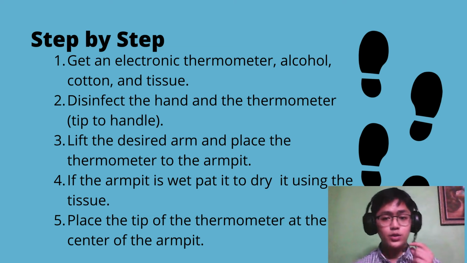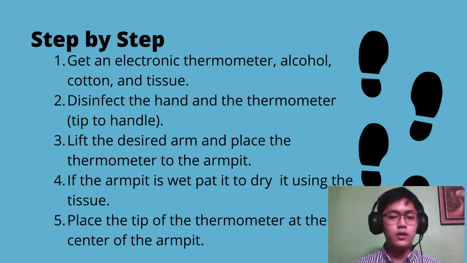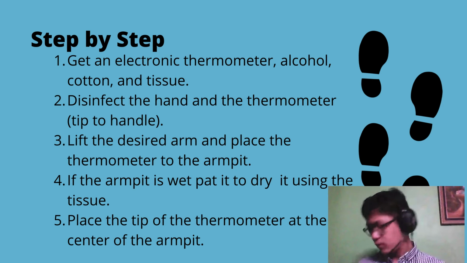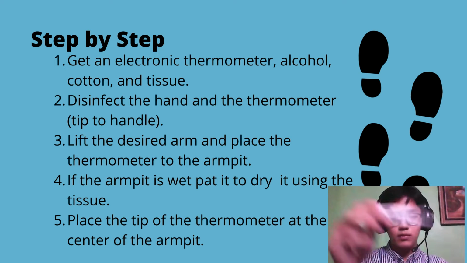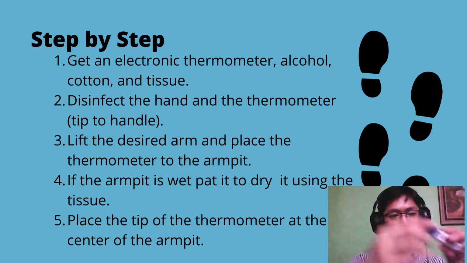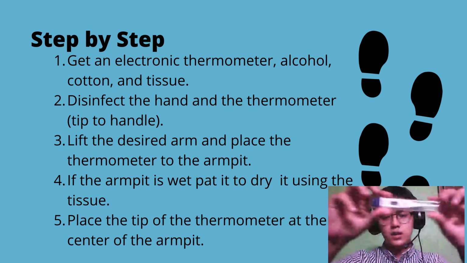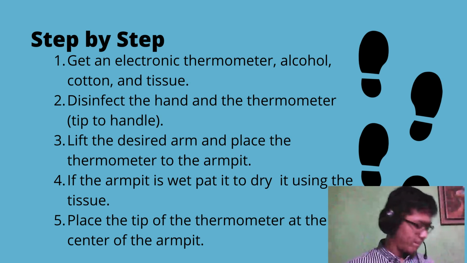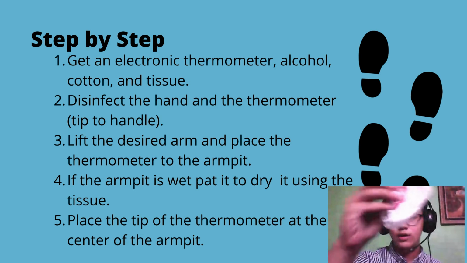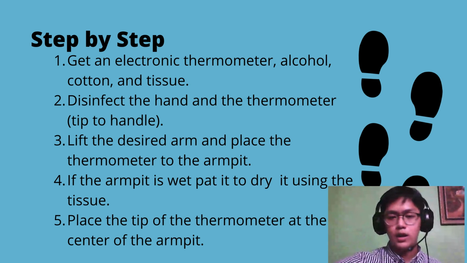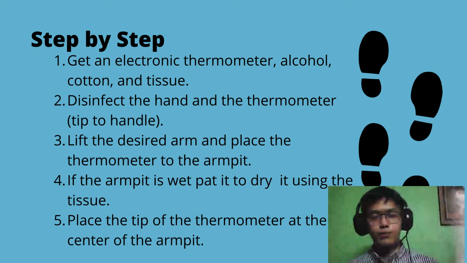And now for the step-by-step procedure on how to properly take the temperature via axillary site. First, get an electronic thermometer, which usually comes with this case, alcohol, cotton, and tissue or paper towel.